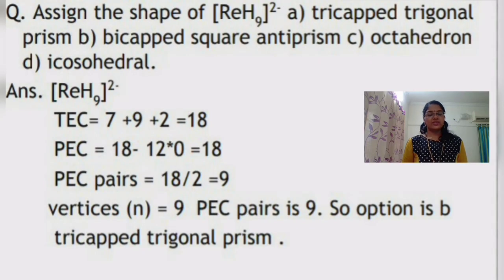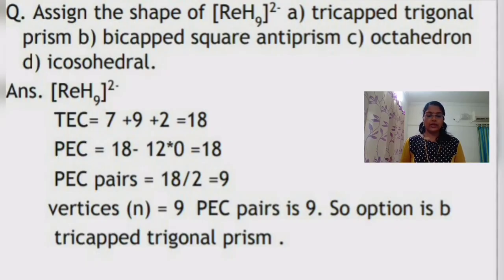So moving to the next question, which is the most confusing question, that is, assign the structure of ReH9 2 minus. It has come in GATE as well as in the CSIR exam, around 2019, I think. The options are A, tricapped trigonal prism, B, bicapped square antiprism, C, octahedron, and D, icosahedron. In this compound, one important point to note is that the metal atom is rhenium, but there are 9 hydrogen atoms, and those hydrogen atoms are acting as vertices. But the rhenium is present somewhere in the interstitial site of that metal cluster.